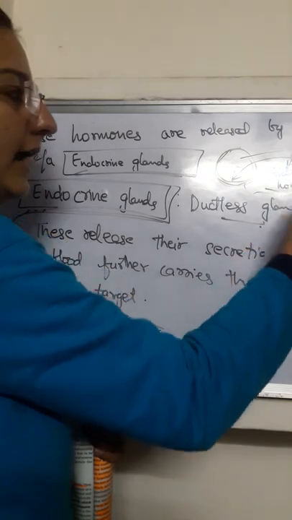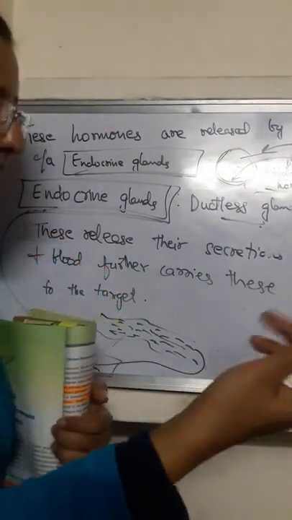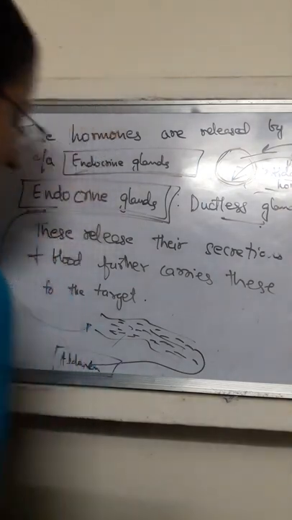These glands may not be present at the site of requirement. Further, there are different types of endocrine glands. We will briefly discuss them. The first one being the pituitary gland.